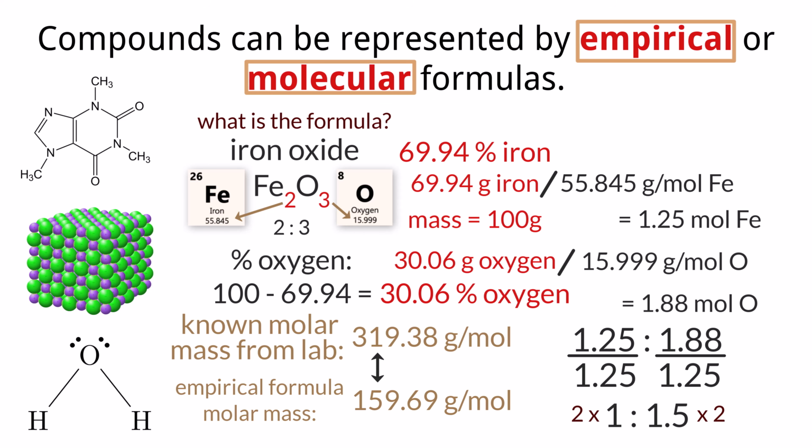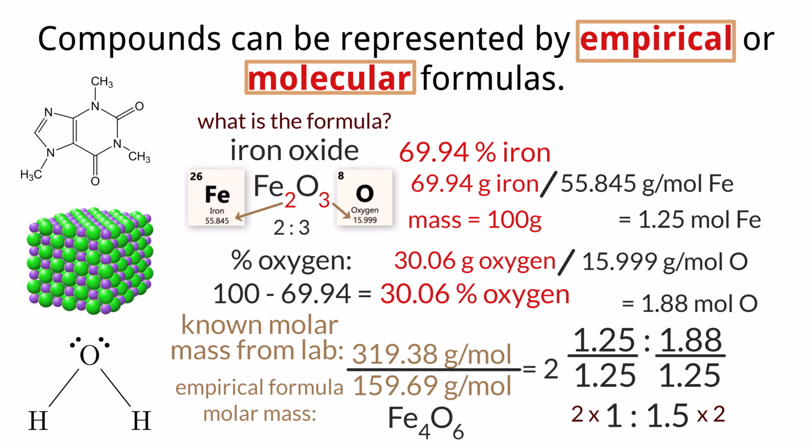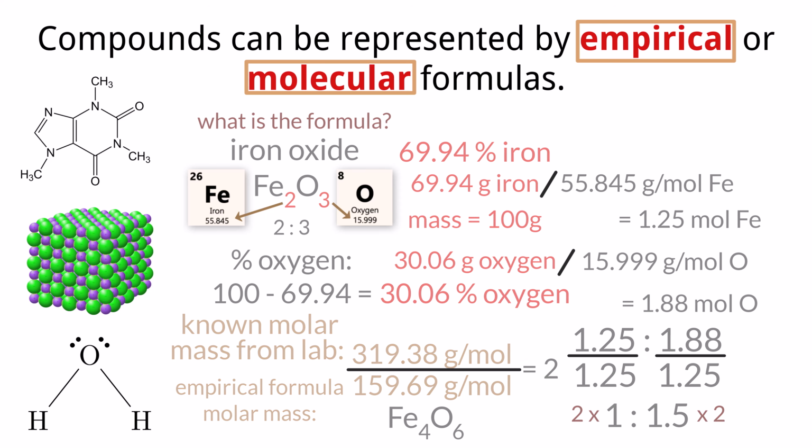To find out how much bigger the subscripts need to be, we will calculate how much bigger the molar mass of the molecular formula is compared to that of the empirical formula, like this. 319.38 divided by 159.69 equals 2. This means the molecular formula is double the empirical formula, so we can multiply the subscripts of the empirical formula by 2 to get the molecular formula, which in this case would be Fe4O6.